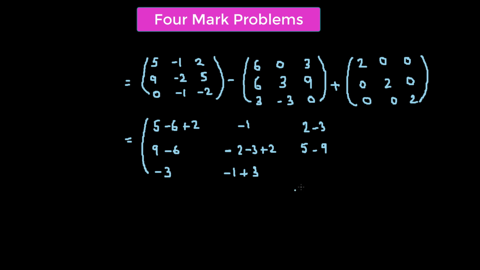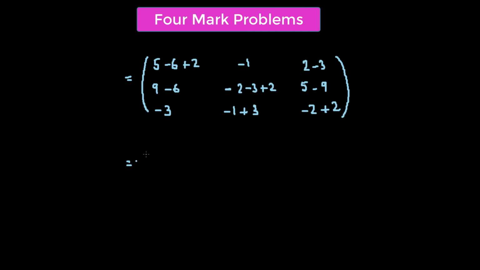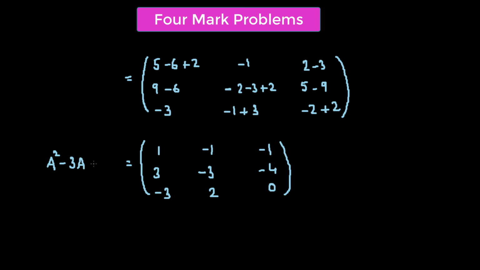Then we have minus 2, 0, and plus 2. So that should give us 5 plus 2 is 7, 7 minus 6 is 1. So 1, negative 1, negative 1, positive 3, negative 3, negative 4, negative 3, 2, and 0. So this is the value for A squared minus 3A plus 2I. So we have the value for 2 as well.